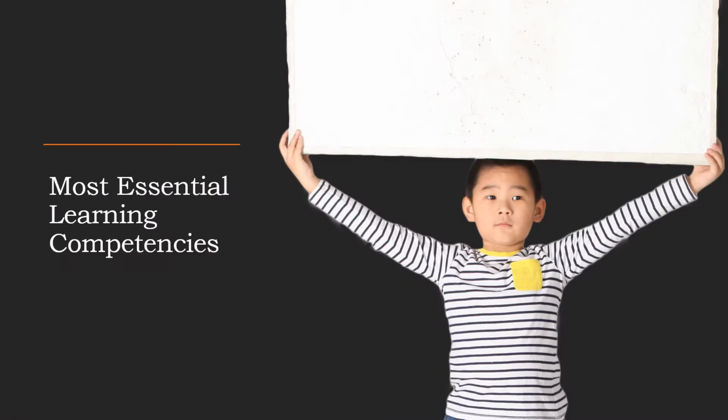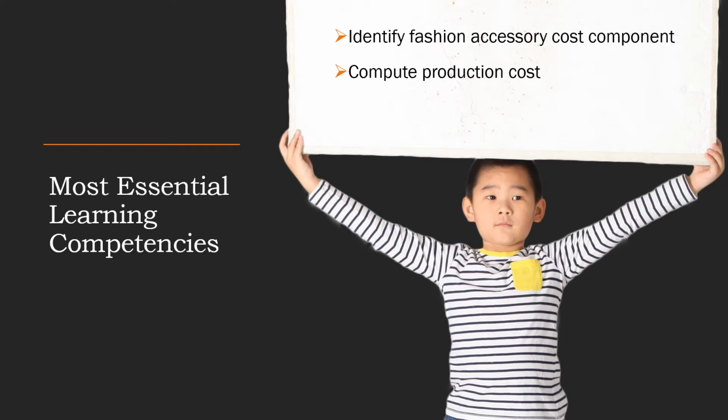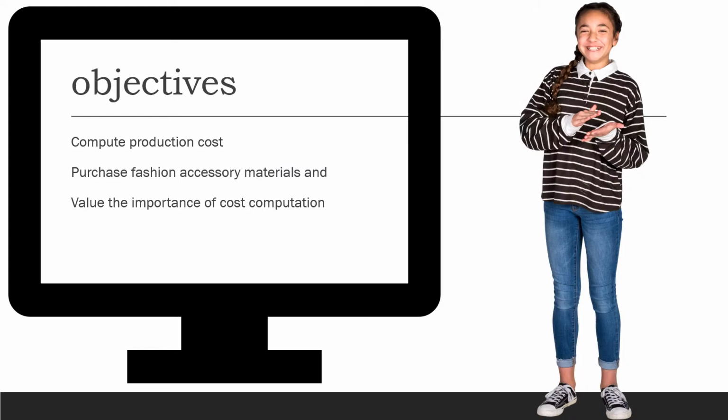For the most essential learning competencies, we have the following: identify fashion accessory cost components, compute production cost, and purchase fashion accessory materials. For the objectives, let's have: compute production cost, purchase fashion accessory materials, and value the importance of cost computation.